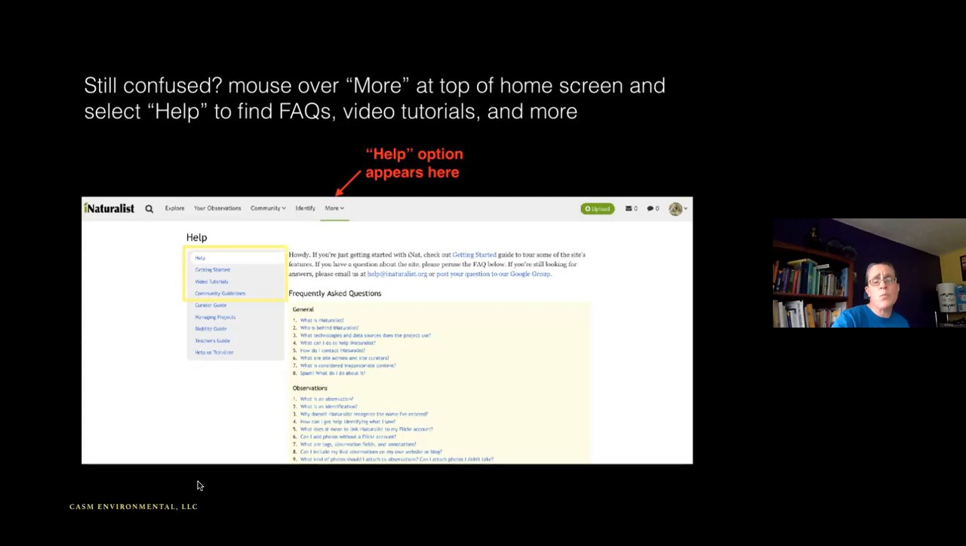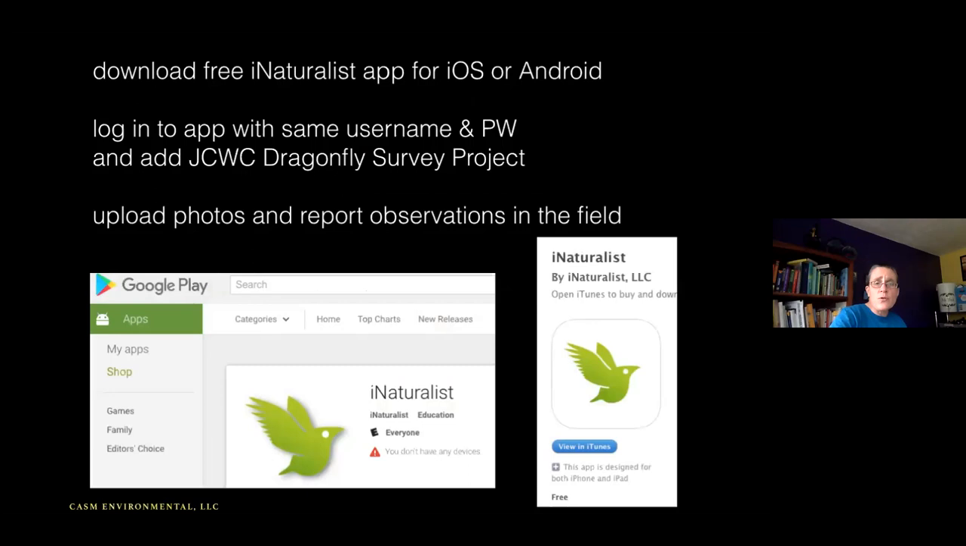It really is pretty user-friendly if you've never used it before. As I said, there's a free app. You would log into the app with the same username and password, and you just have to add the project. Make sure you've joined the Dragonfly project already on the desktop, and then you can add that. And then if you want to take photos with your phone and upload the report, the observations in the field, you can do that as well, whatever you're most comfortable with, whatever works.